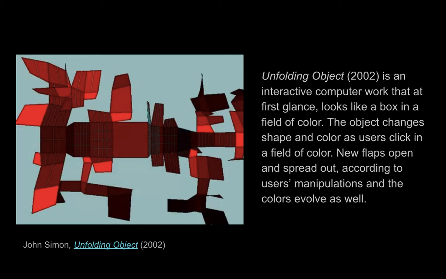Another project by Simon is called Unfolding Object from 2002. This is an interactive computer work that at first glance looks like a box in a field of color. But the object changes shape and color as users click within the field of color. New flaps open and spread out according to users' manipulations, and the colors evolve as well. Click the link on this page to explore this project too.